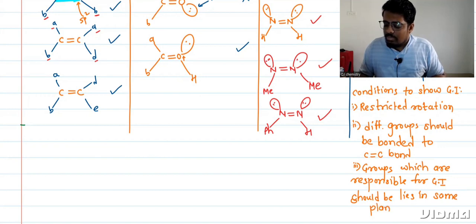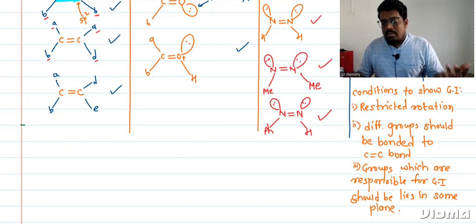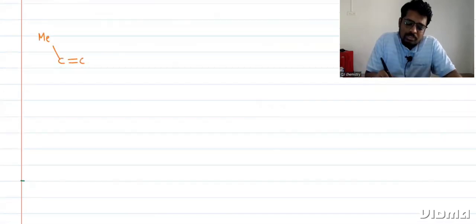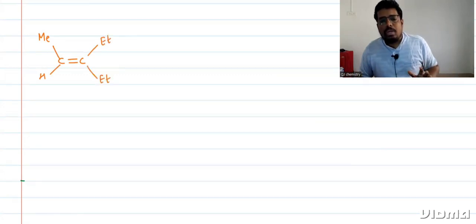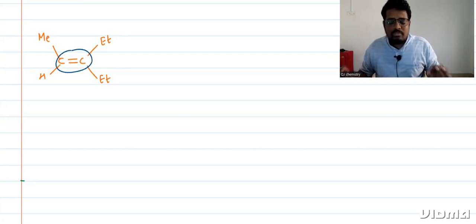Now, if the hybridization is sp2, then the groups nearly lie in the same plane. So we have to check the hybridization of the carbon-carbon bond or carbon-nitrogen bond or carbon-oxygen bond. Take methyl, carbon-carbon, hydrogen, one ethyl group and one more ethyl group, this type of compound. In this compound, restricted rotation is there around the carbon-carbon double bond. This compound satisfies the first condition.